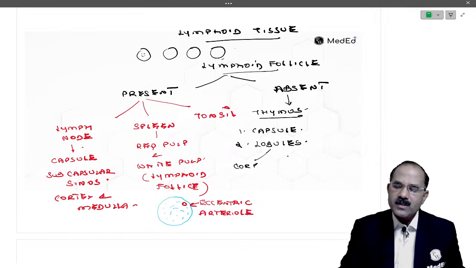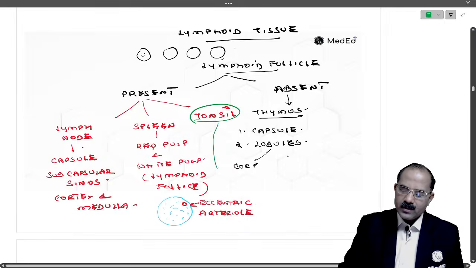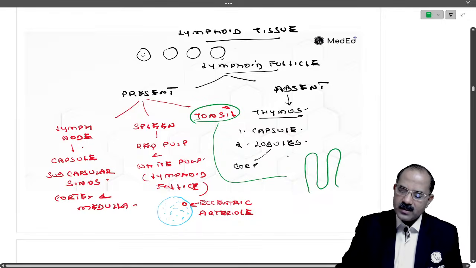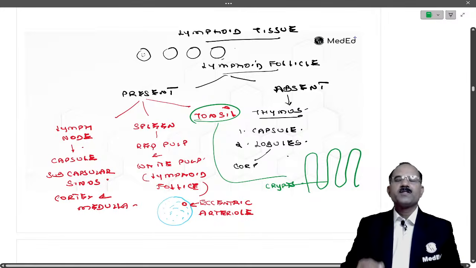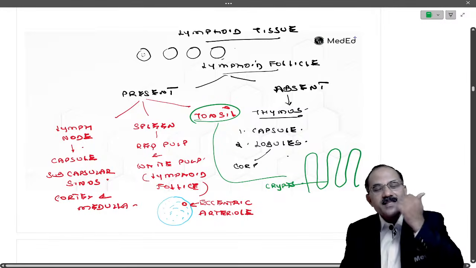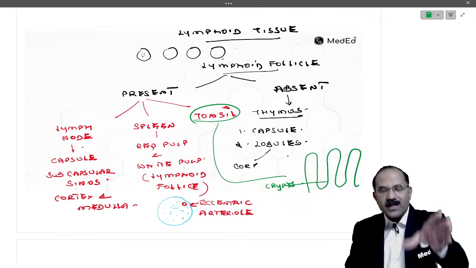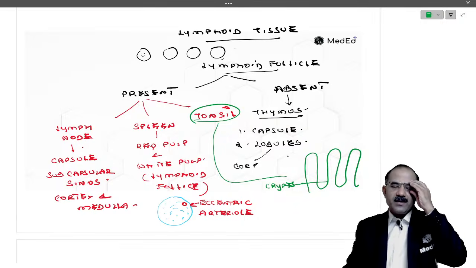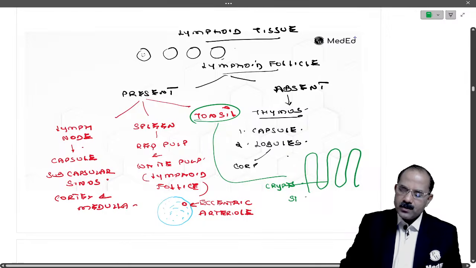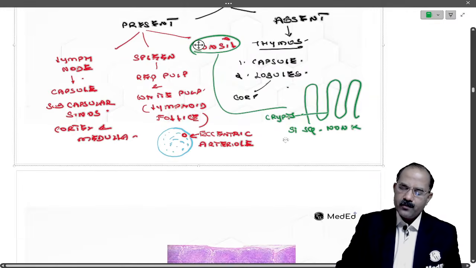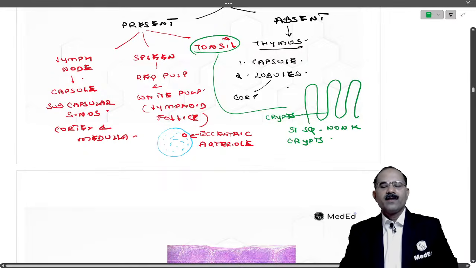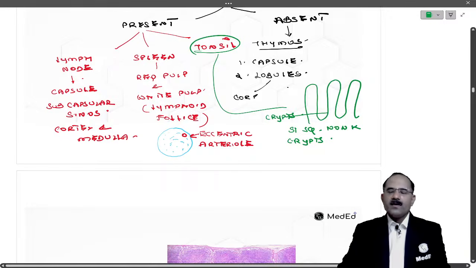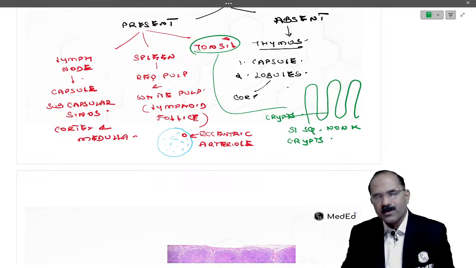Now coming to the tonsil. How do you identify tonsil? In tonsil you get depressions like this. What are these known as? Crypts. These are the crypts. What is the lining epithelium of the tonsil? It's oral epithelium. Matlab it is stratified, squamous, non-keratinized. So epithelium is stratified, squamous, non-keratinized, and we get tonsillar crypts. Okay.